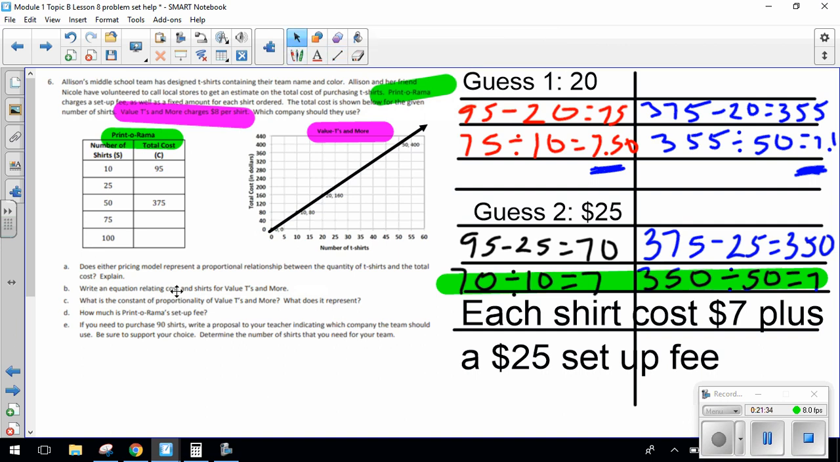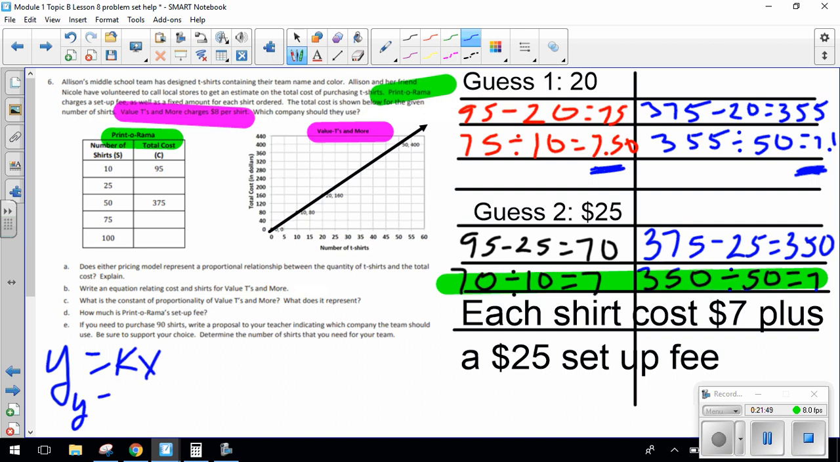Part B, write an equation relating the cost and shirts for Value T and More. So I'm going to take Y equals, and if we look at Value T, each shirt costs $8. So Y equals KX. So Y equals 8X. So this is for B. Because I'm running out of room, I'm going to kind of erase each letter as I go. So if you need a problem or a solution, keep pausing the video because I don't have a whole lot of room to work with.